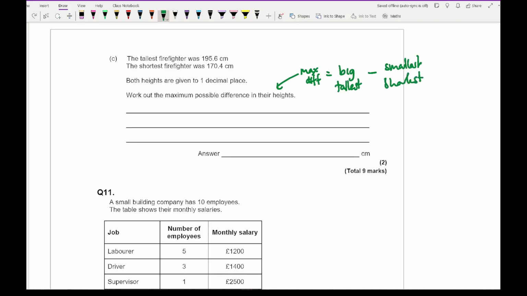So as it's to one decimal place, the maximum value this number is going to be is 195.65. Take away, and then this number to smallest is going to be 170.35. So then if I type that all into my calculator, I should end up with an answer of 25.3.